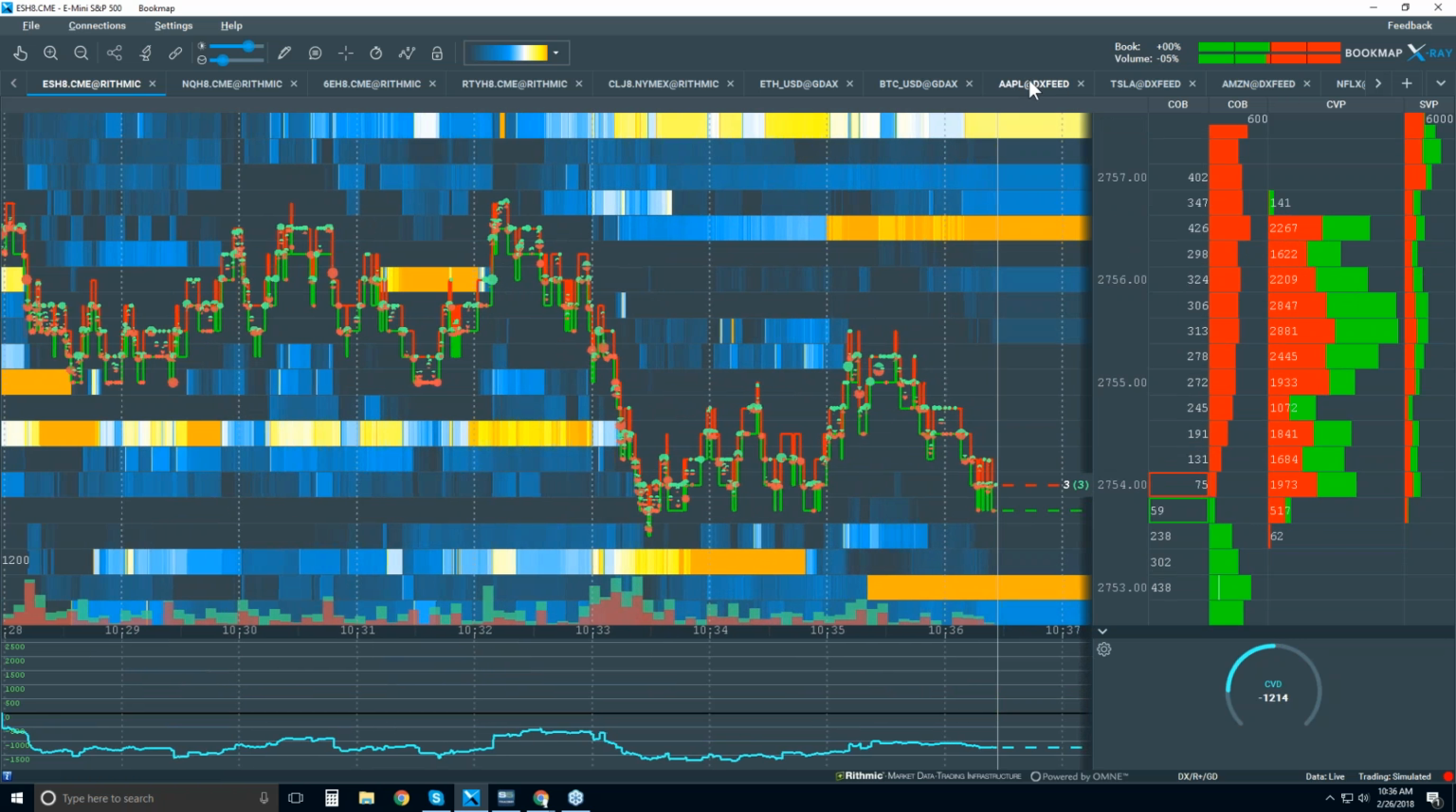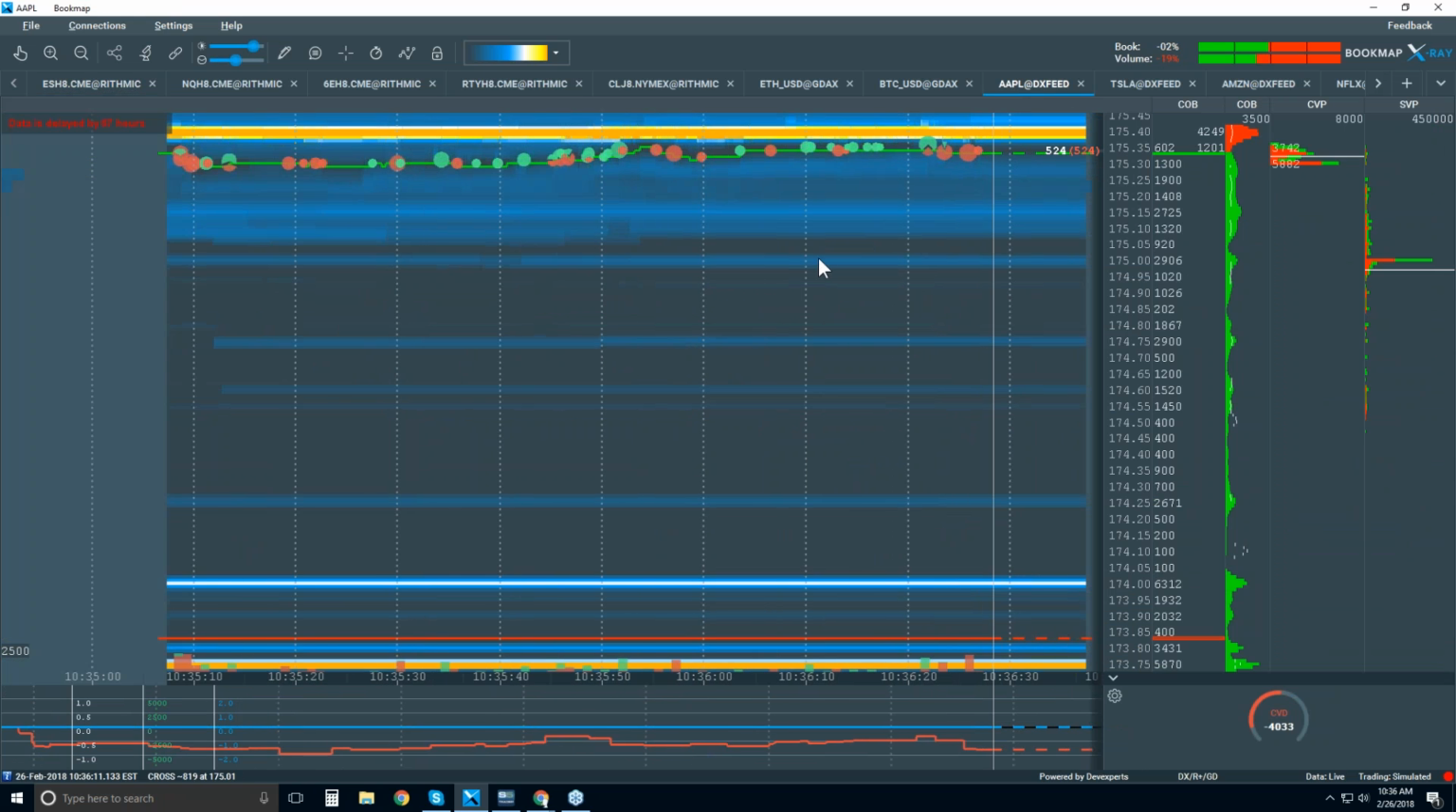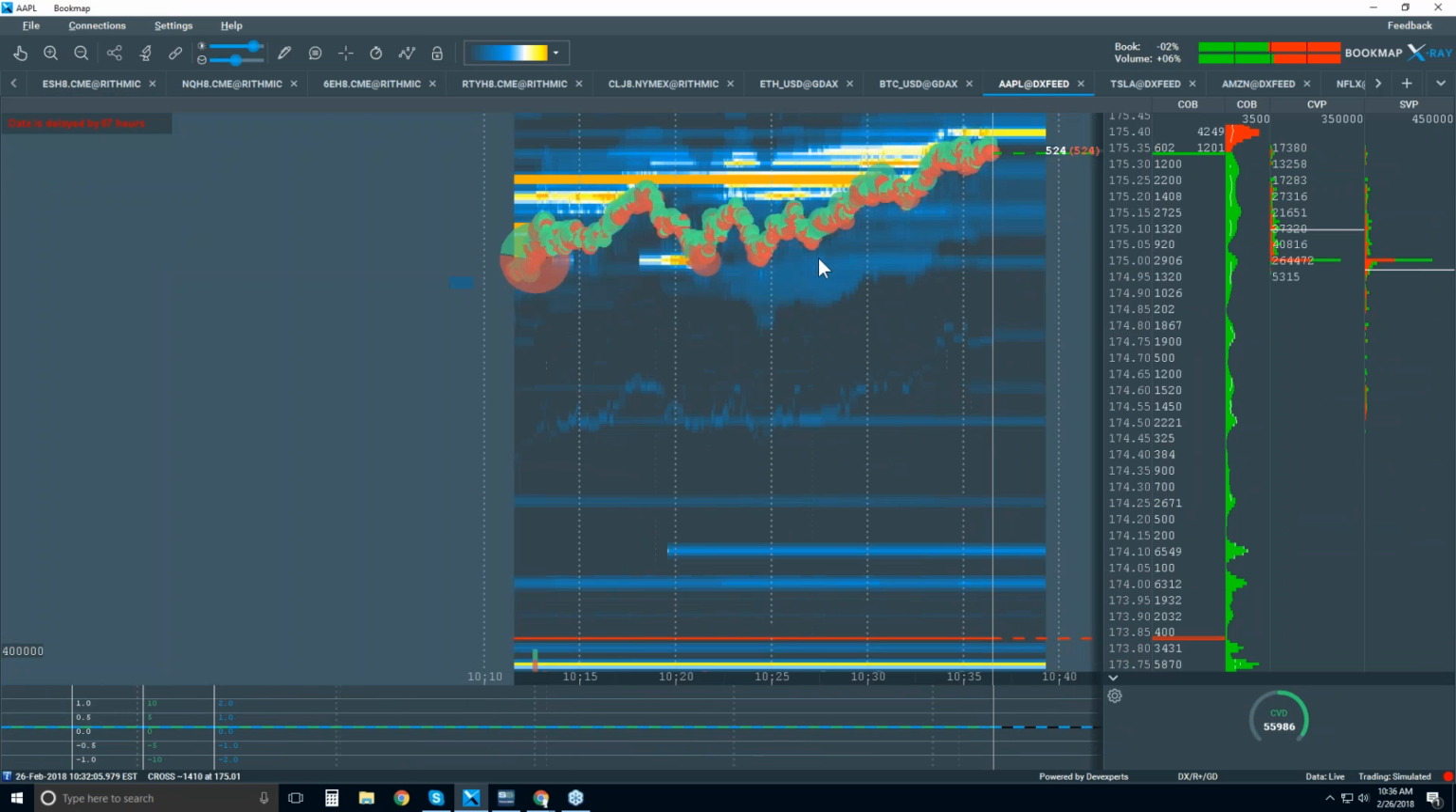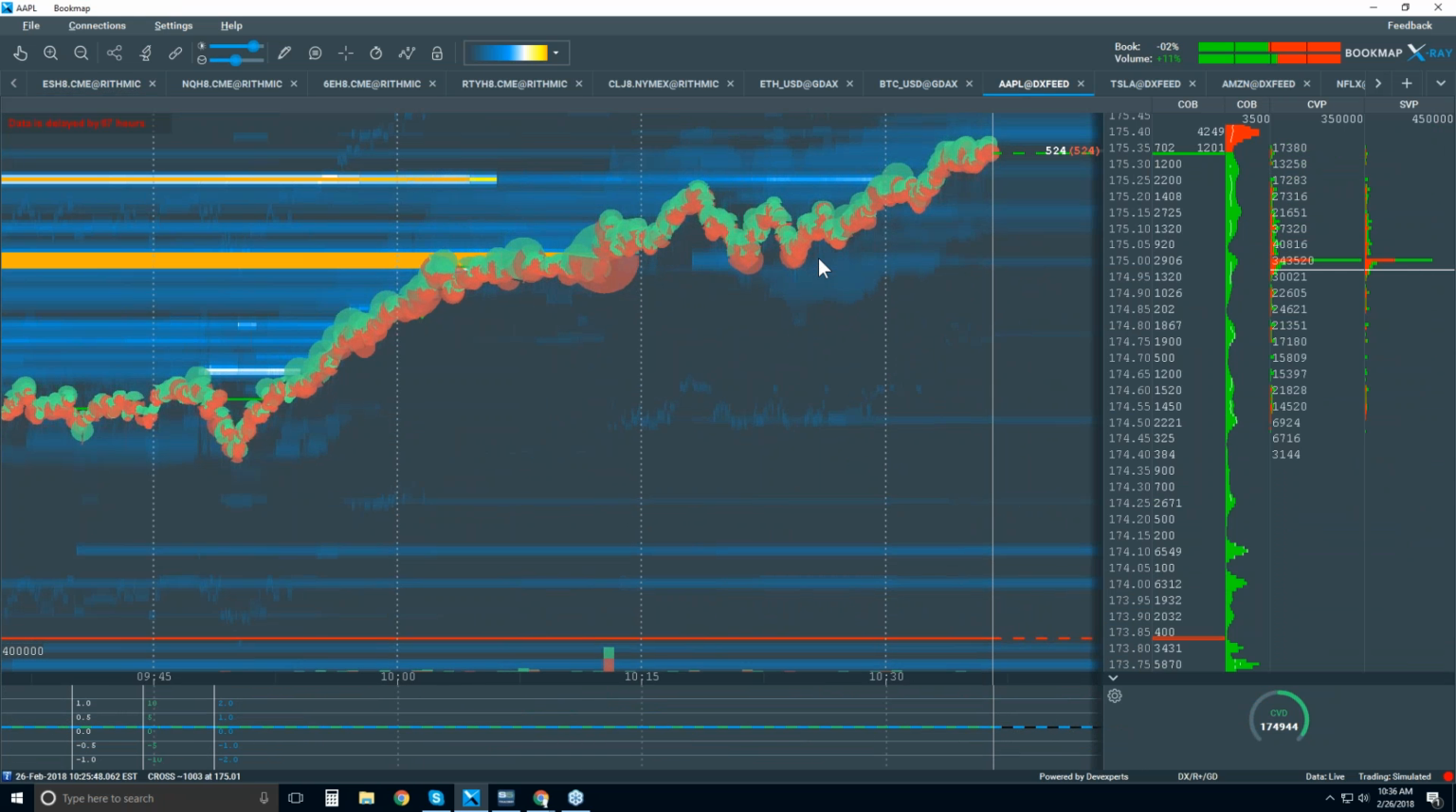And why is that? Let's just take a look at Apple for a moment here, and let me zoom out. At Apple, you can see full depth here, which is just fantastic.